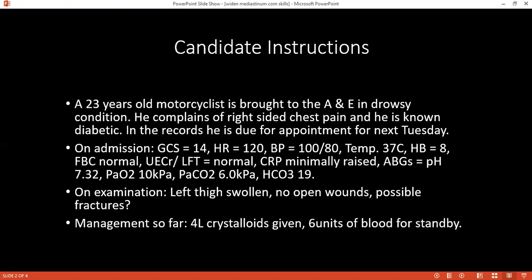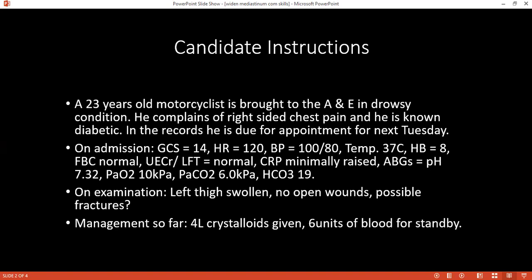Okay. So why do you think the patient is having acidosis? Yes, the patient has metabolic acidosis. Why do you think so? I think this is due to hypovolemic shock, and also the left thigh swelling, maybe compartment syndrome, because the patient has fracture of the femur. And is he a diabetic patient? Yeah, maybe diabetic ketoacidosis.